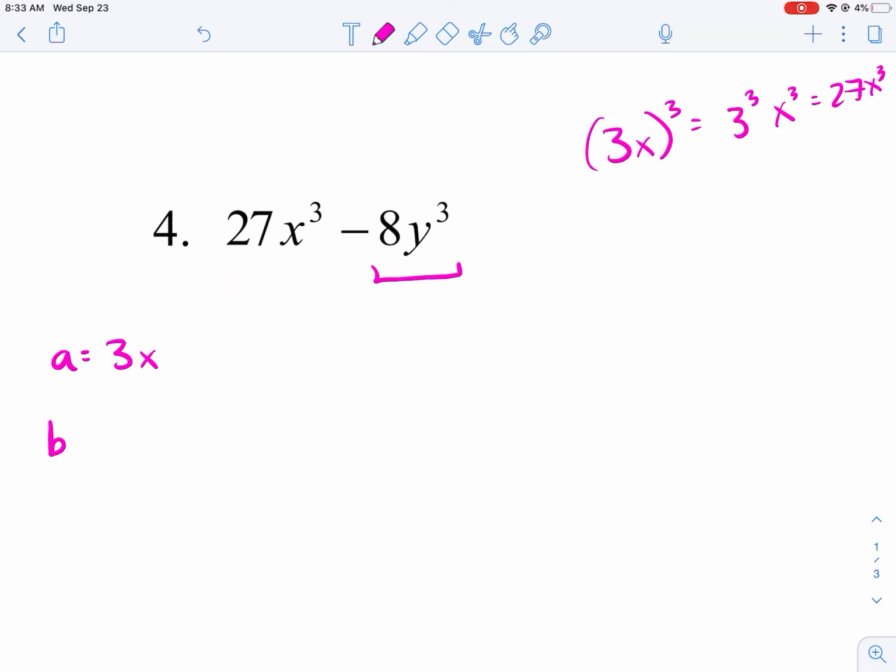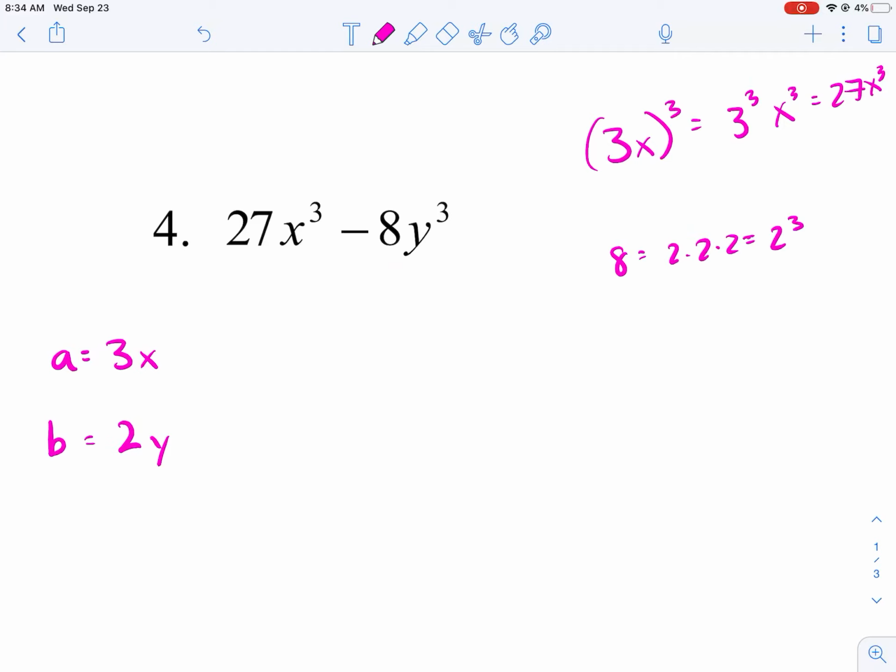Okay, so our b value, well, we know 8 is just 2 times 2 times 2, which is 2 cubed. So we know our b value is going to have a 2 in it. And then also we got a y there. We don't know what it is, but again, it's being cubed. So our b value is y, or 2y, sorry.